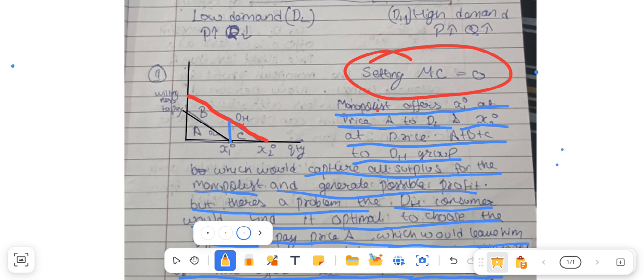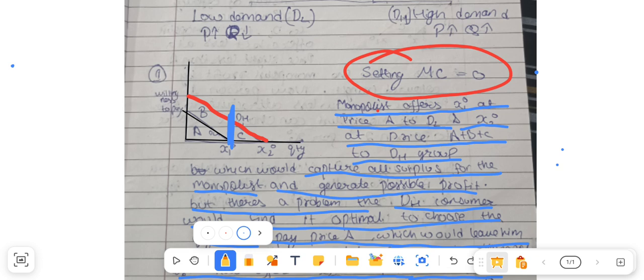suppose the monopolist was offering the high demand group the extra service at the price A plus B plus C. Now what the high demand group thought was that it was optimal to consume x1 unit of good at price A rather than paying the extra B plus C amount of money for the extra unit of good. Now what the monopolist did was he saw that this will lead to loss.